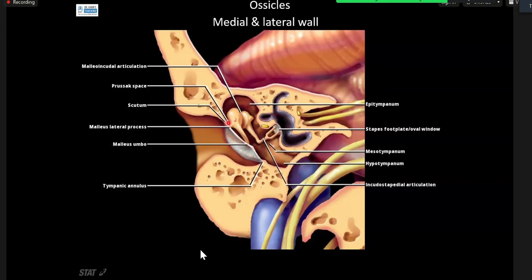So the scutum has got importance. This tegmen tympani has got importance. Another important structure is here. What is this structure? This structure is the inner ear, and this is the vestibule, and this is the superior semicircular canal. This is the lateral semicircular canal.